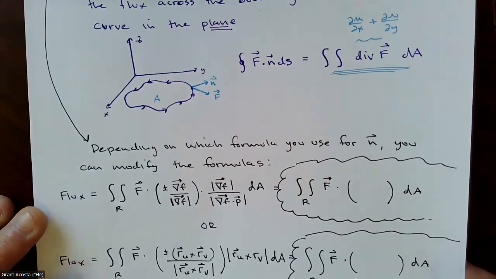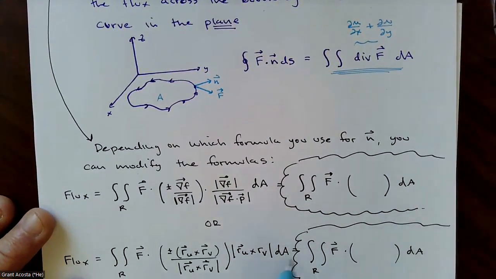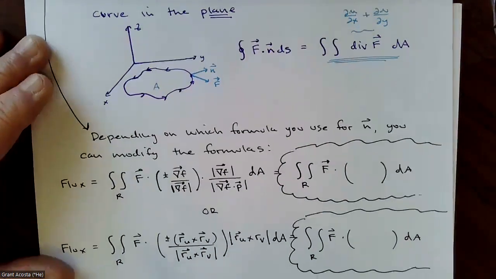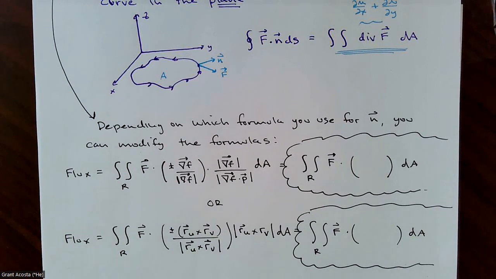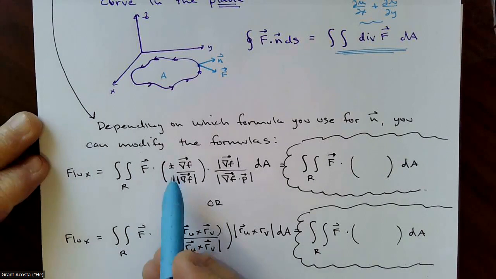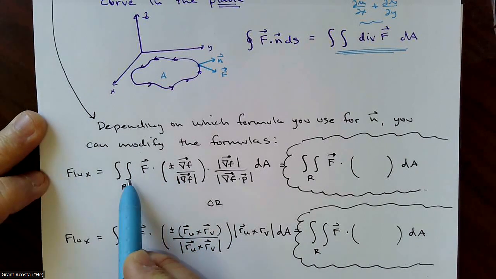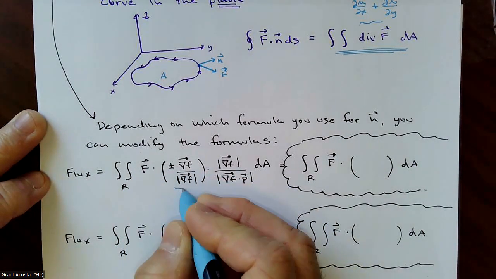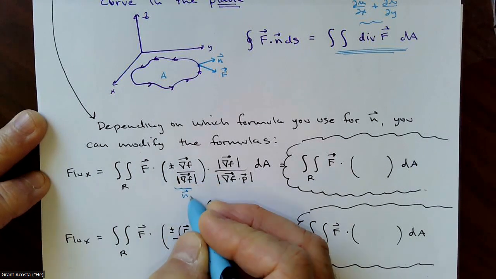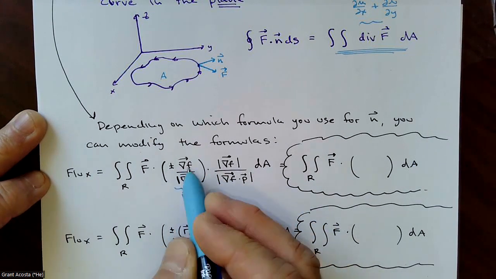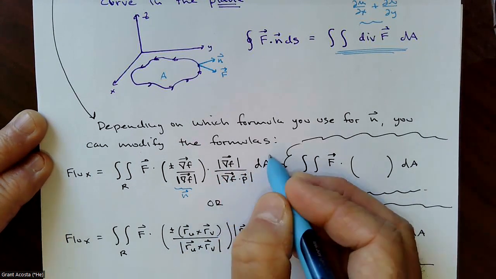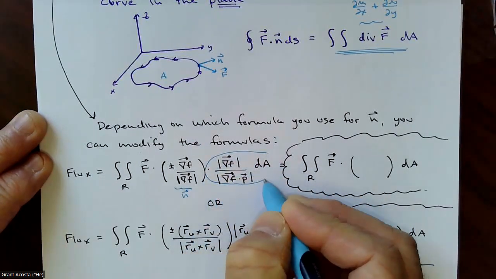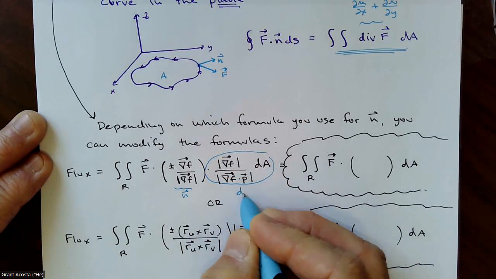Now, depending on which formula you use, back to our flux across a surface, you can modify these formulas for flux. What will always happen, remember this is n, if I do F dot n, and I decide to use the gradient vector as my n, and remember our formula for d sigma, all of this is d sigma, we did that in the previous video.